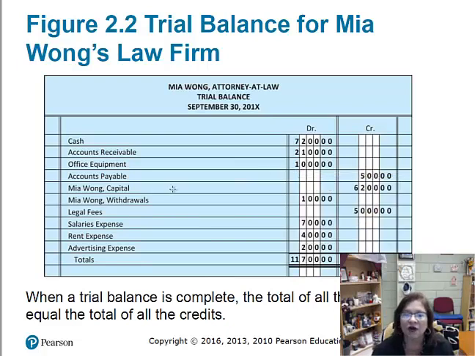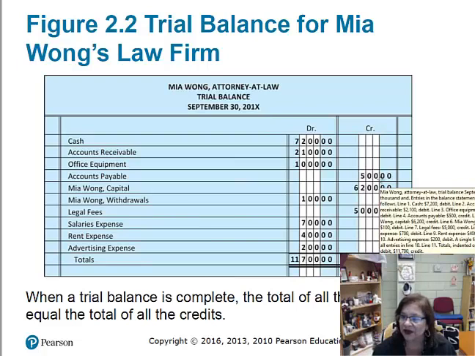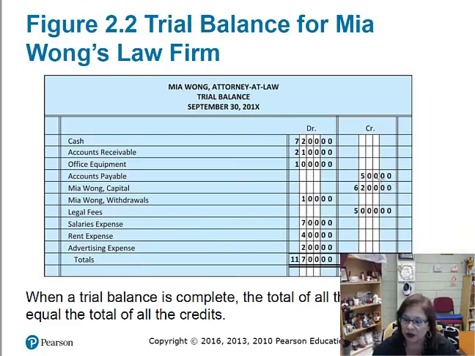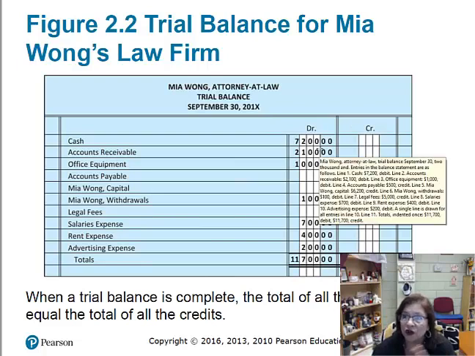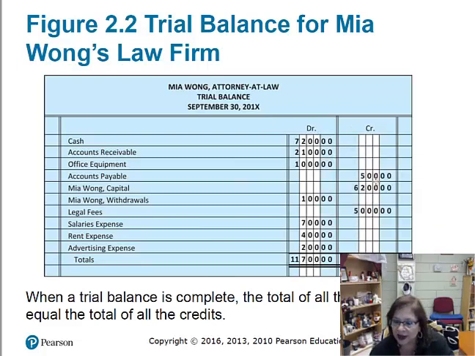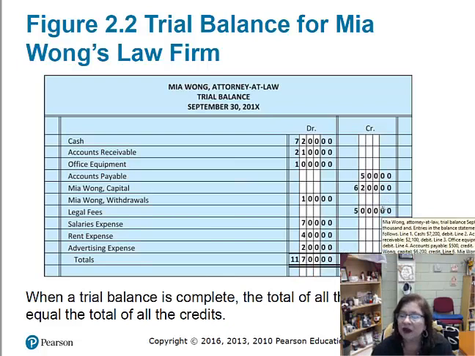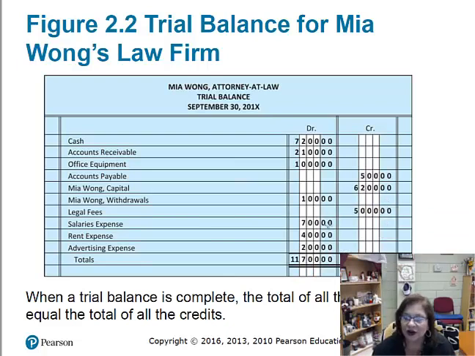That gets detailed later on. Money that she owes, $500. Remember, she had $300. That money that she owes. And notice each one is on the correct side for the normal balance, debit and the credit. Okay, her capital, credit. Her withdrawals, debit. Her legal fees, okay, credit. Her salaries expense, debit. Her rent expense, debit. Her advertising expense, debit as well.